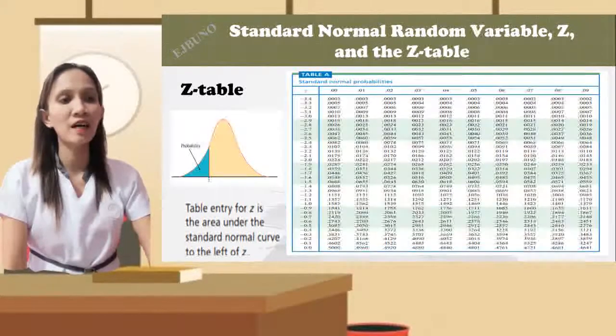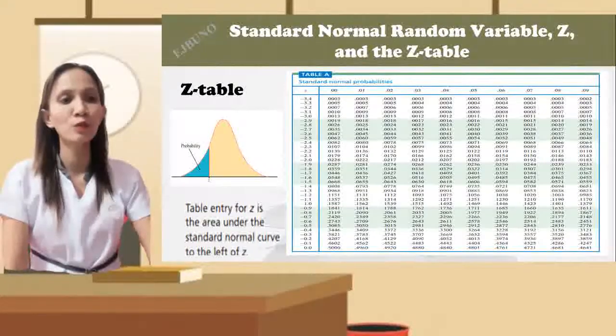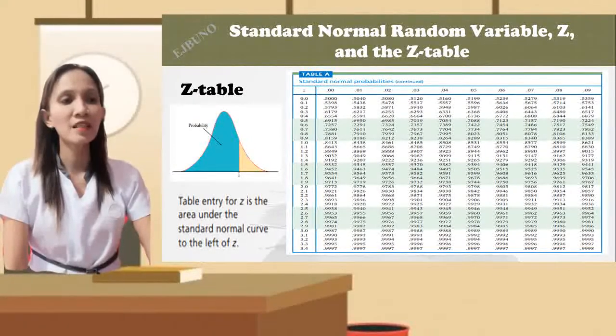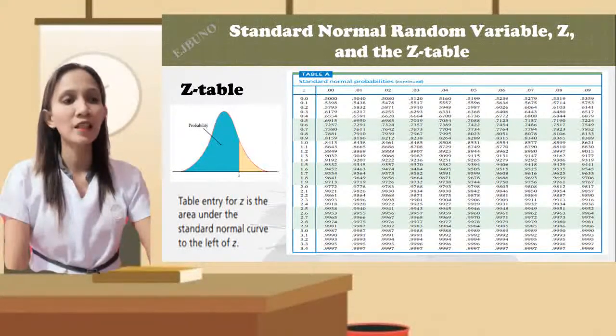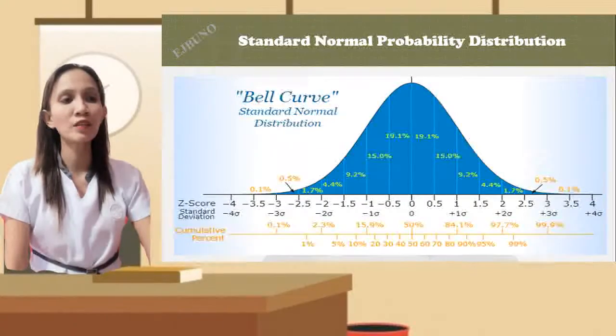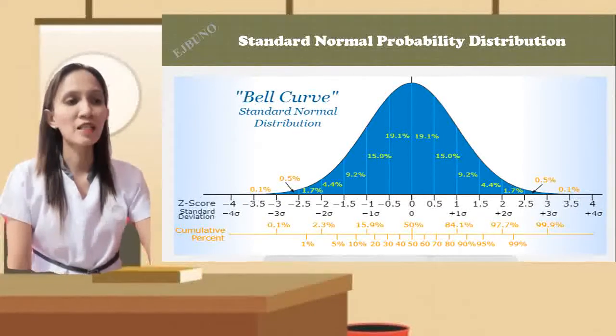Now you can see the z table of a negative value, wherein the table entry for z is the area under the standard normal curve to the left of z. And then the z table of a positive value, wherein the table entry for z is the area under the standard normal curve to the left of z. This table can be downloaded from some sites. Here is the standard normal distribution with percentage for every half of a standard deviation and cumulative percentage. As you can see in the graph, the location of the z-score, standard deviation, and the cumulative percent.